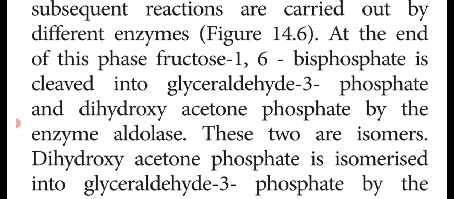This fructose 1,6 bisphosphate is cleaved into 2 molecules. One is glyceraldehyde 3-phosphate. Another one is dihydroxyacetone phosphate, by the enzyme known as aldolase. So these two are isomers and also interconvertible. Glyceraldehyde 3-phosphate is converted into dihydroxyacetone phosphate, and this dihydroxyacetone phosphate is again converted into glyceraldehyde 3-phosphate.